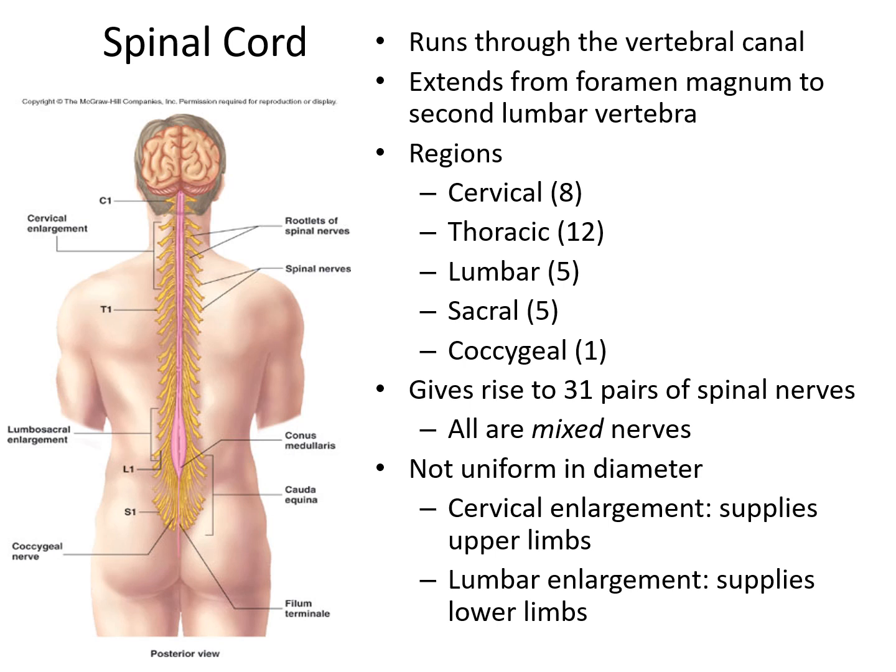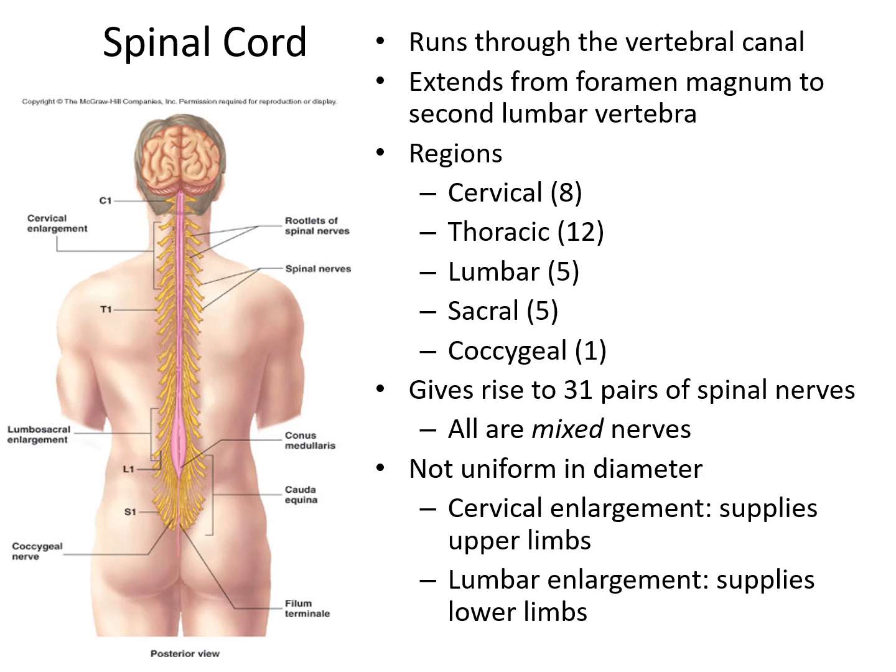The regions are classified into 5 types. Cervical is the set of spinal nerves coming from the cervical vertebra. There are 8 pairs of spinal nerves coming from the cervical division, then thoracic has 12 pairs, lumbar 5 pairs, sacral 5 pairs, and coccygeal 1 pair. So this gives rise to 31 pairs of spinal nerves.